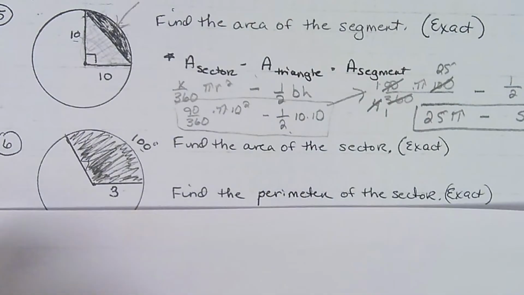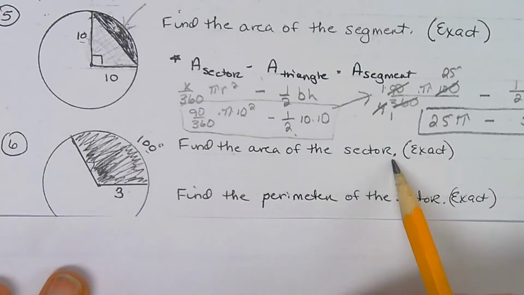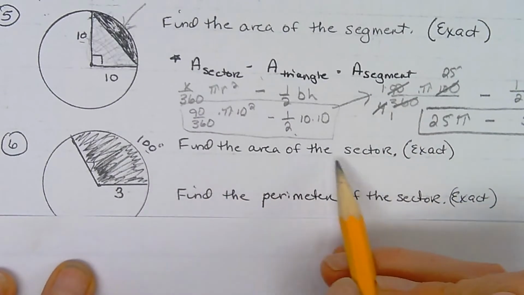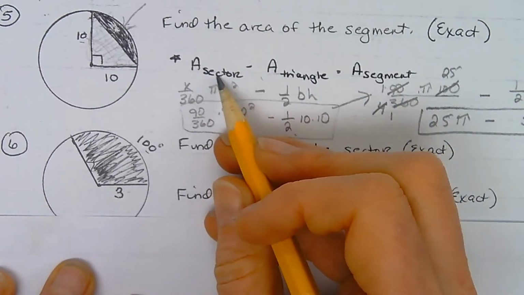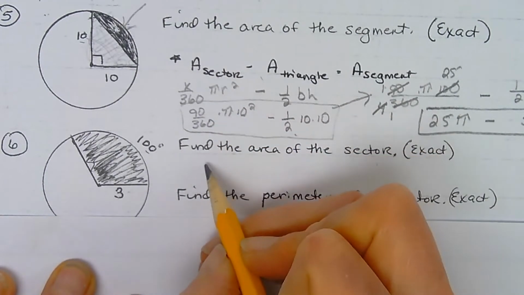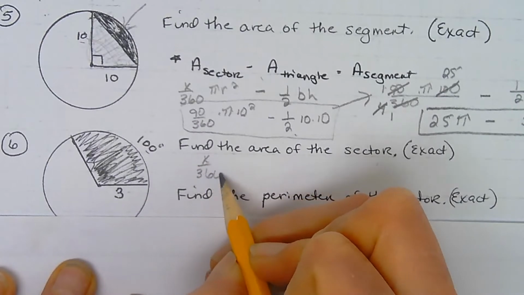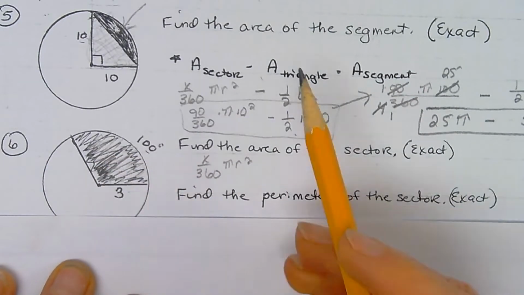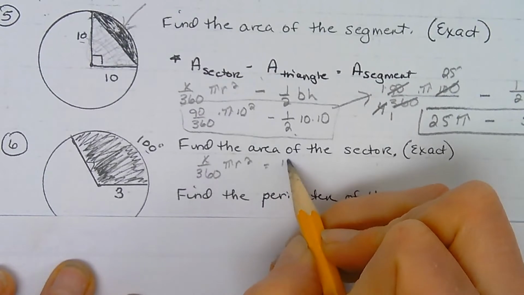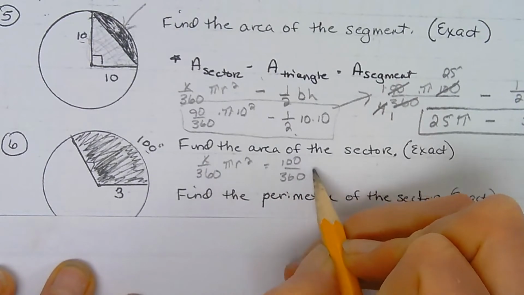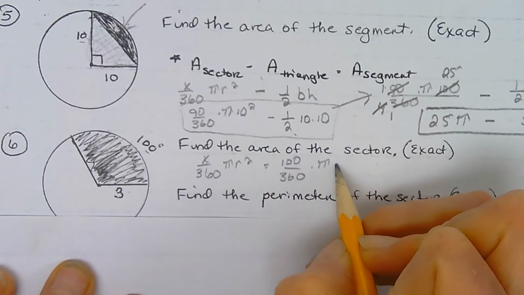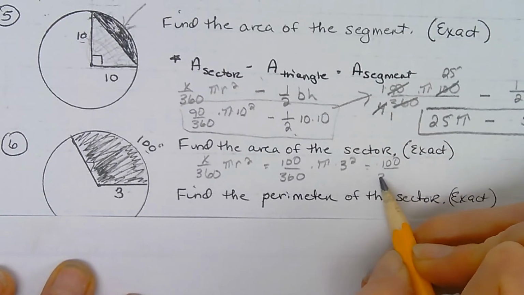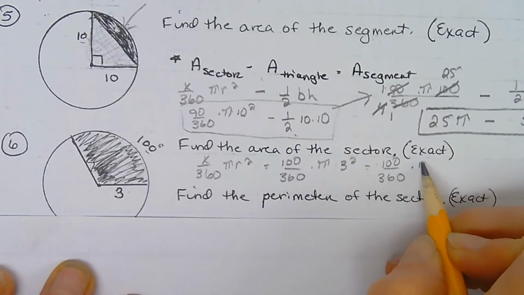Number 6. Find the exact area of the sector, then find the perimeter of the sector. So the area of the sector is equal to, just as it was up here, x over 360 times pi r squared. So we're going to find the area of the whole sector. That's equal to 100 over 360 times pi times 3 squared. That's equal to 100 over 360 times pi times 9.